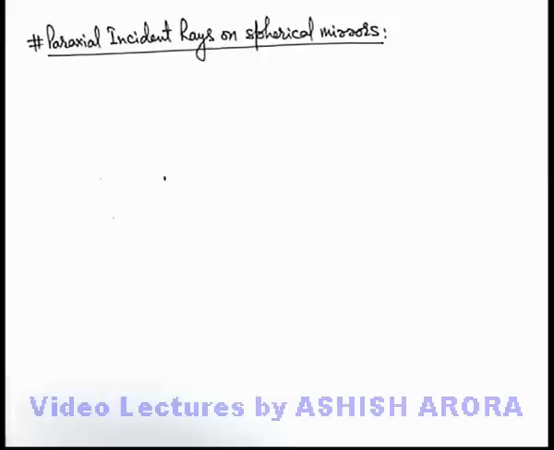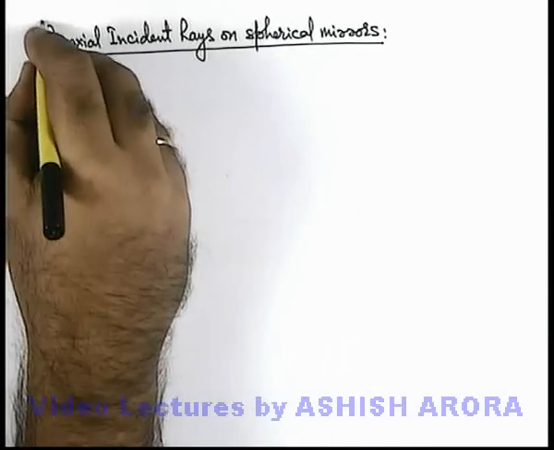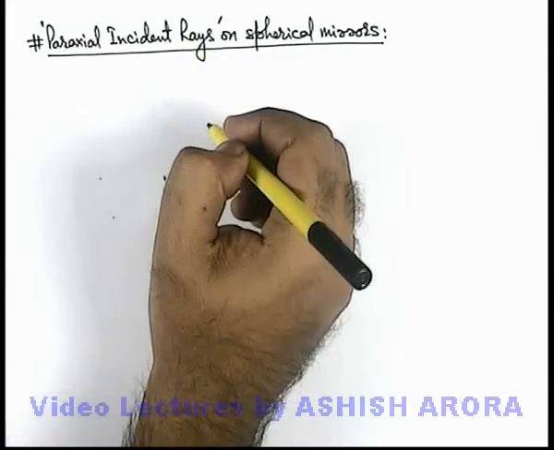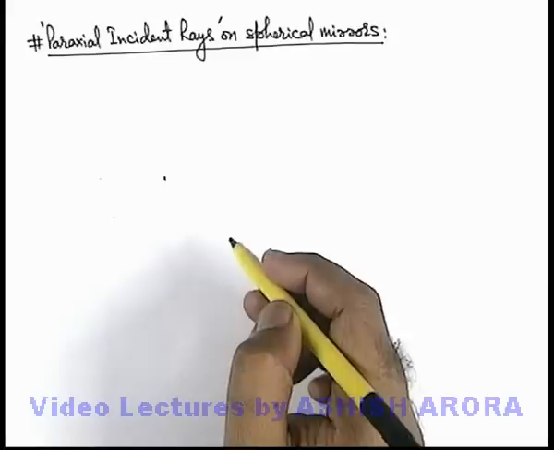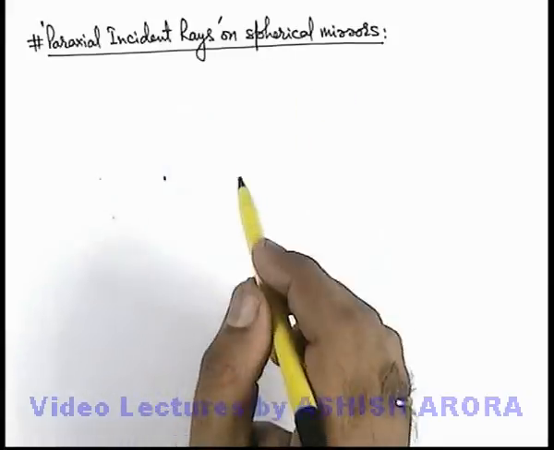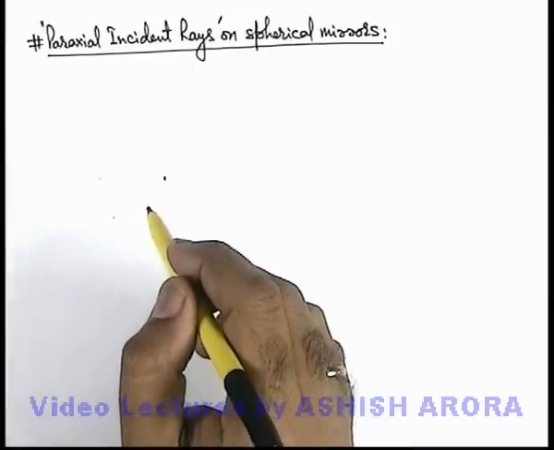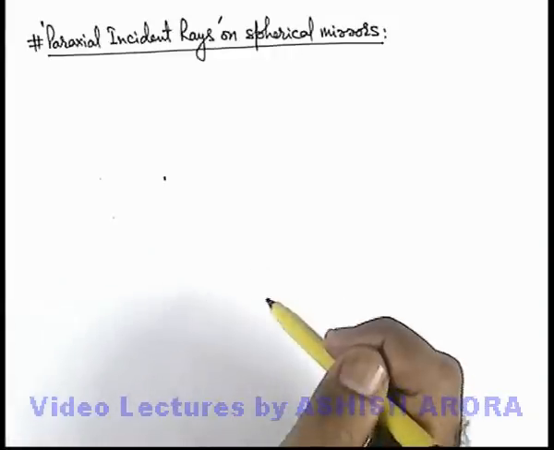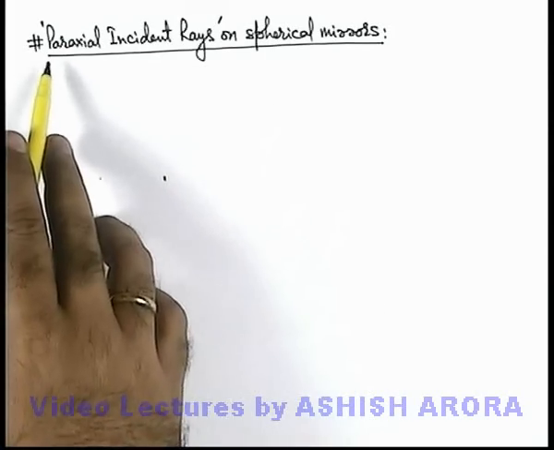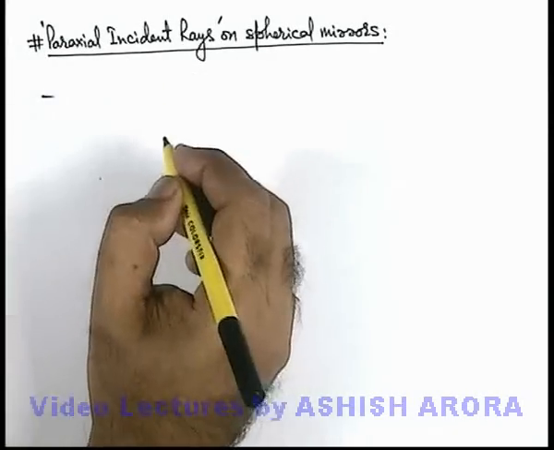Let us study an important phenomenon in reflection by spherical mirror, that is paraxial incident rays on a spherical mirror. You must understand what we mean by paraxial incident rays, because in whole geometrical optics, when we study reflection of light by spherical mirrors, we'll always consider light rays as paraxial incident rays, because all the mathematical rules we are going to use in reflection and image formation are defined for paraxial rays only. So first we'll write down what we mean by paraxial incident rays.